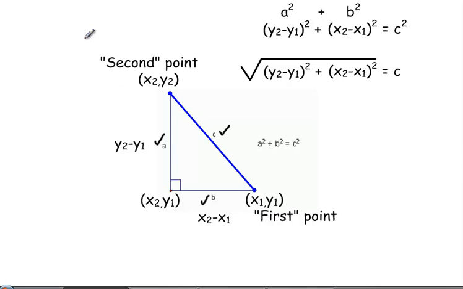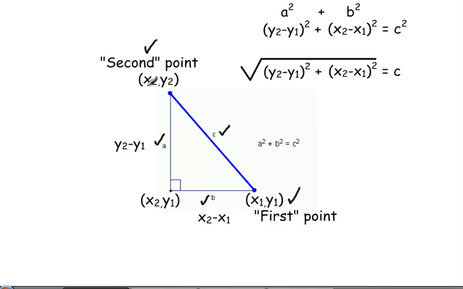So what we'd like to do is create a general algebraic expression or equation that would give us the formula for the distance between 2 points. And what I'm going to do, without actually knowing what the coordinates are, is call one of the points the first point. It doesn't matter which one is the first point and which one is the second point.